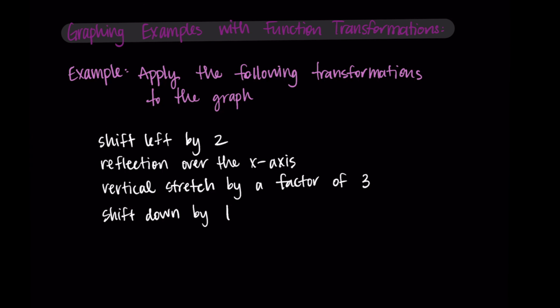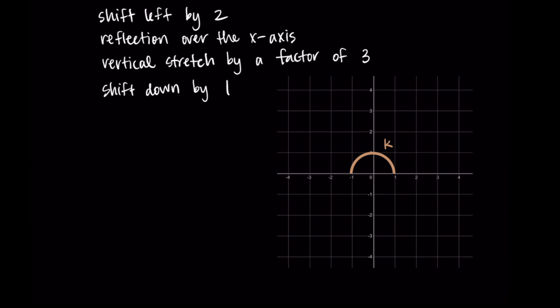So for this first example, let's shift left by 2, then do a reflection over the x-axis, then a vertical stretch by a factor of 3, and lastly we'll shift down by 1. So you could try to do these all at once to this graph, but I really like to do them one step at a time. So we're going to start with this half circle here, and I'll call this function k. So let's do one transformation at a time.